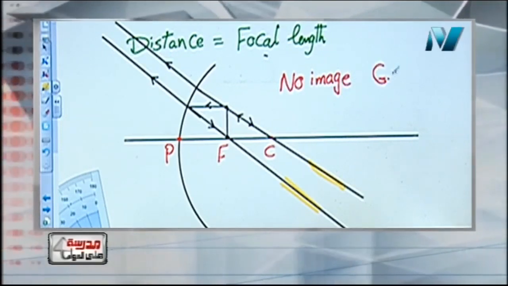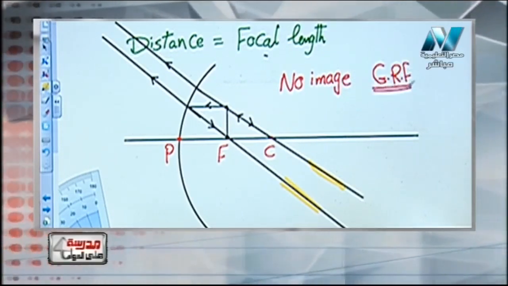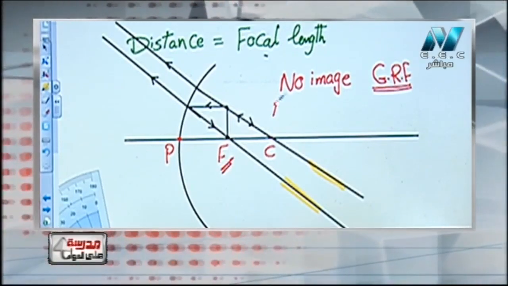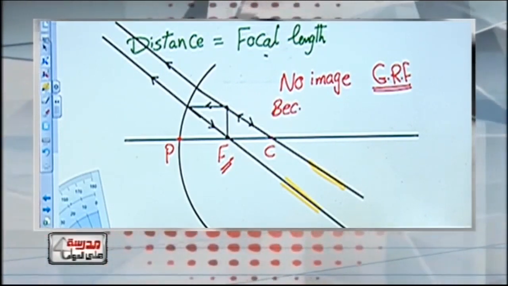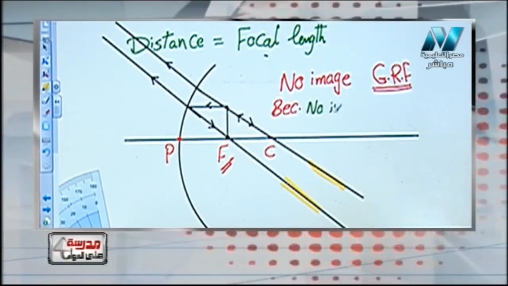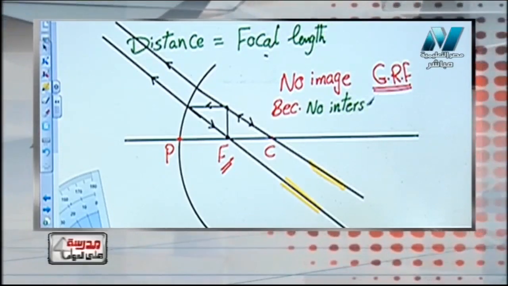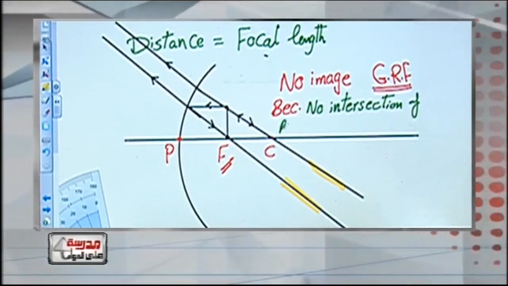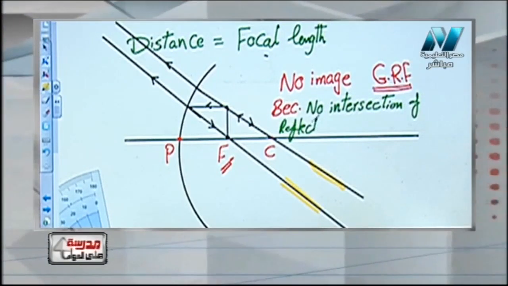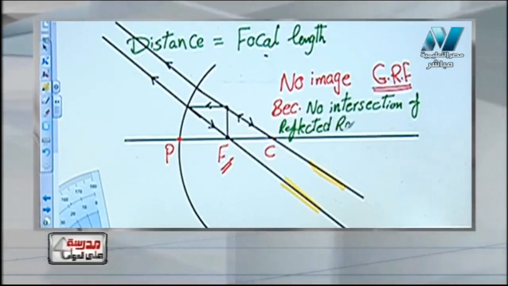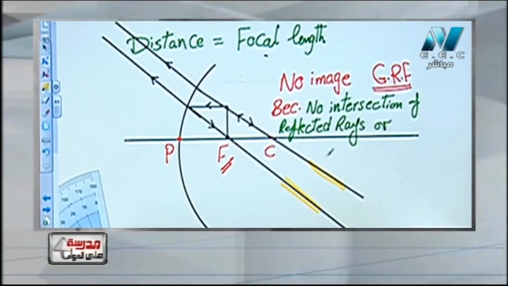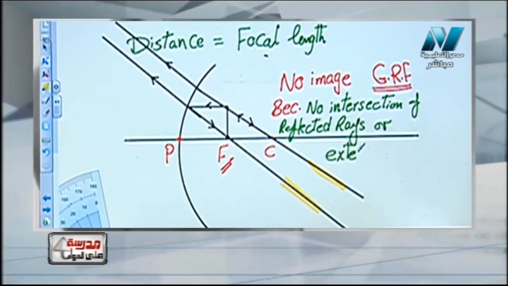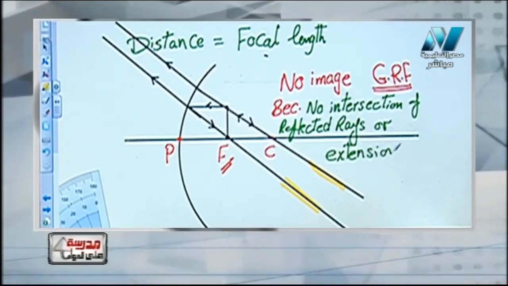Give reason for: if the object is at focus, no image. Why? Because no intersection of reflected rays or their extensions. The reflected rays do not intersect, nor do their extensions. Okay?